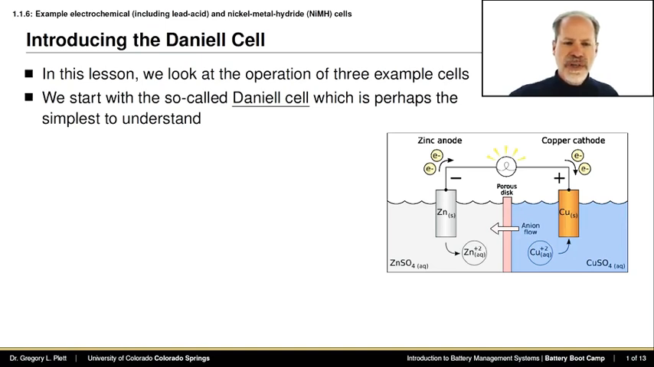We start with one that's very commonly found in introductory textbooks on electrochemistry, and this is called a Daniell cell. It's probably the easiest and the simplest to understand, and so it gives us a good starting point for our example.